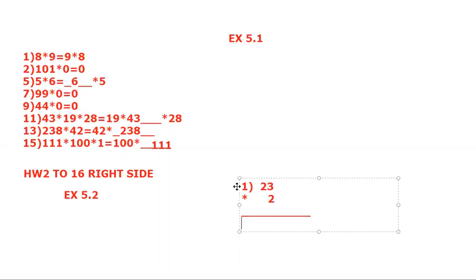Fine. Now what do you need to do? You know how to multiply? Yes. 2 into 3, the right part. 2 into 3 is equal to 6. Write it here. Very good. Now you multiply this 2 with 2. 2 2s are 4. So the answer is 46. These are very easy.